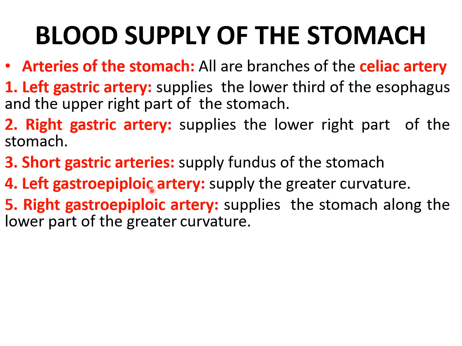The left gastroepiploic artery supplies the greater curvature. The right gastroepiploic artery supplies the stomach along the lower part of the greater curvature. So there are 5 arteries that supply the stomach. All are branches of the celiac artery. The 5 arteries are left gastric, right gastric, short gastric, left gastroepiploic and right gastroepiploic.